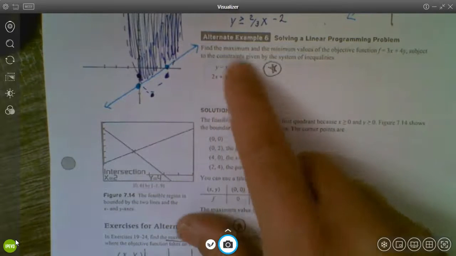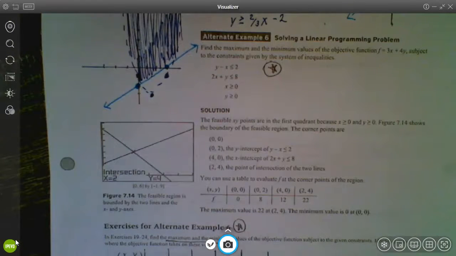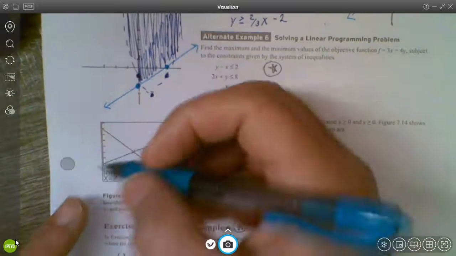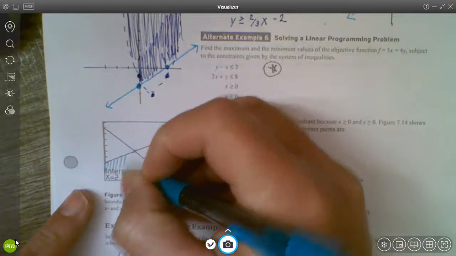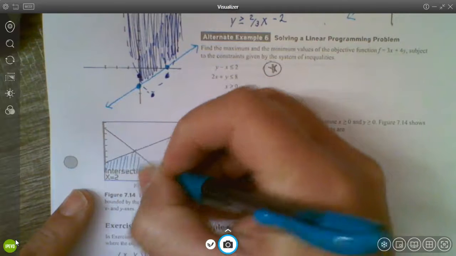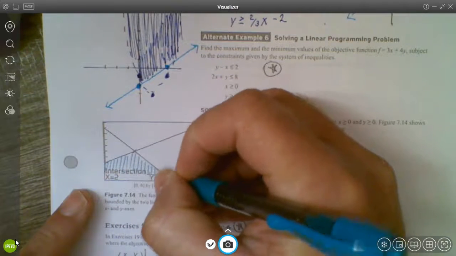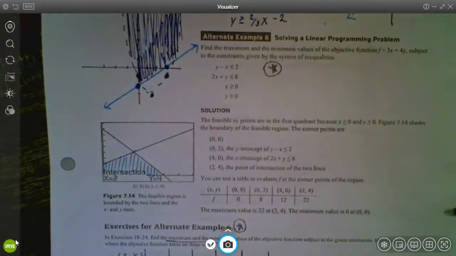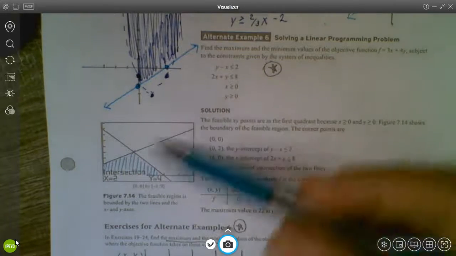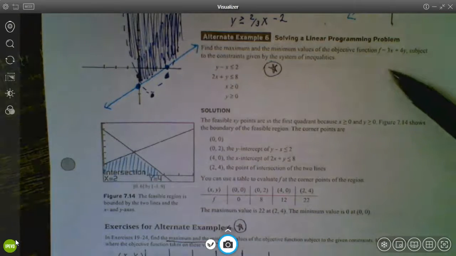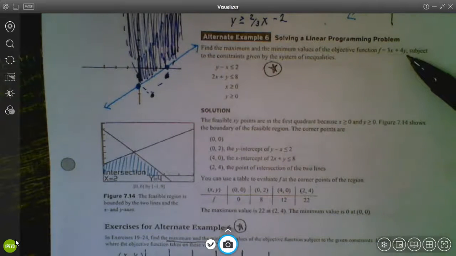So with all four of these, if you were to graph all four and shade them, you would see that your shaded area is right here. So this is like the boundary section of our solution set. So our answers are limited to that section right there. Those are the constraints acting on this objective function right here.